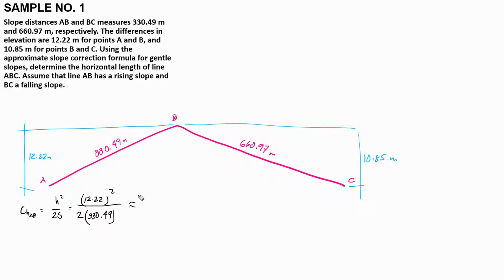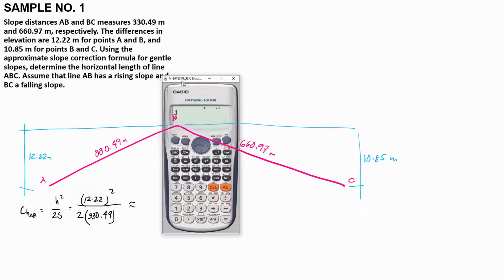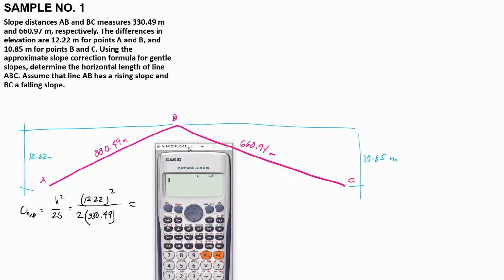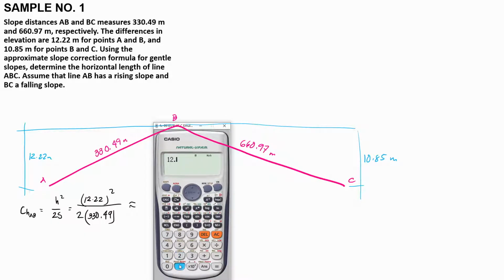Let's solve it. Sometimes it's good to still check the slope. Is it correct that it is less than 20%? How do we check it? Vertical 12.22 divided by 330.49. So yes, it is less than 20%. So, to get the correction for AB, we have 12.22 squared over 2 times 330.49.